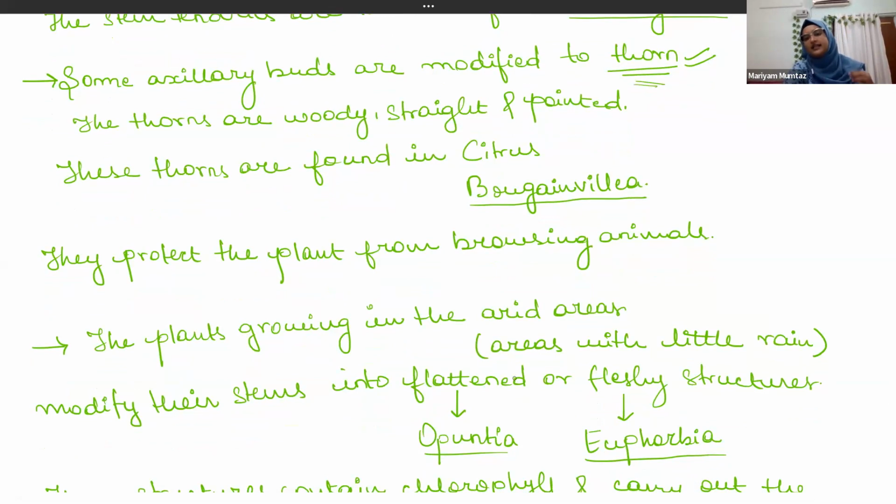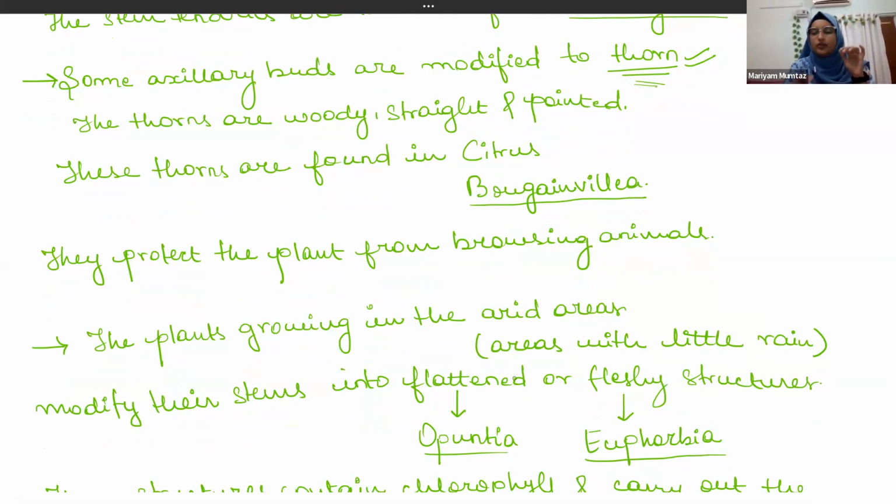Have you ever held a rose in your hand? Have you seen thorns sticking out of it? Sometimes they're so pokey, isn't it? Same way, those kind of thorns are present in citrus and bougainvillea. So these two are the examples given in the book. So the thorns are so hard.